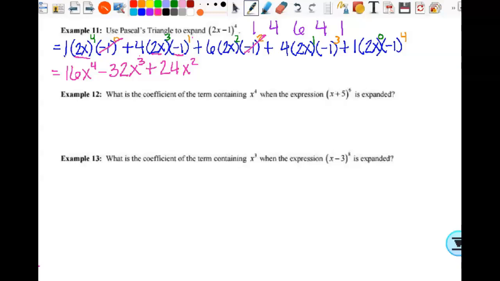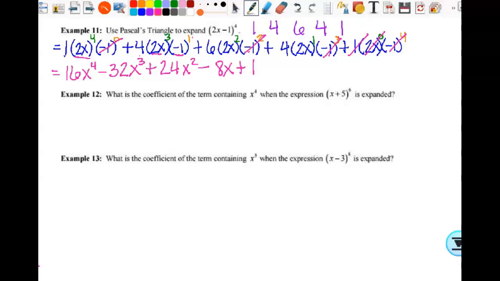Then when I move on to the next one, -1 cubed is going to give me -1, so that's negative. 2 to the 1st is 2 times 4 is 8x. Then here, -1 to the 4th is a +1. That's a +1, that's a +1, so it's +1.